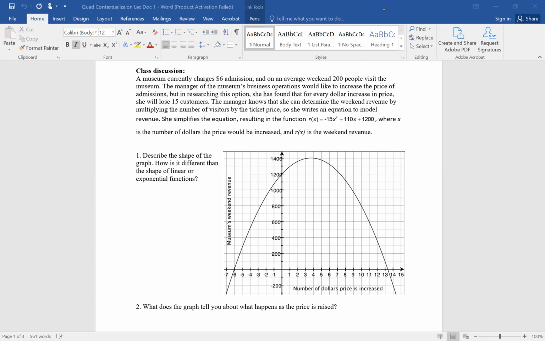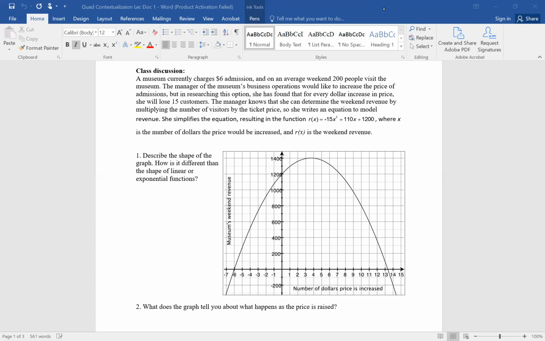And if you read the word problem or pause it, I can read it to you. But pretty much, there's a museum, and they charge $6 admission, and on average, 200 people visit the museum. So the manager of this museum's business wants to increase the price of their admission ticket, but in researching, she's found that for every dollar increase in price, she's going to lose 15 customers.